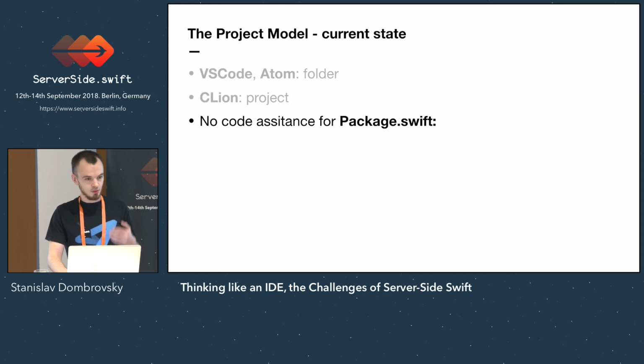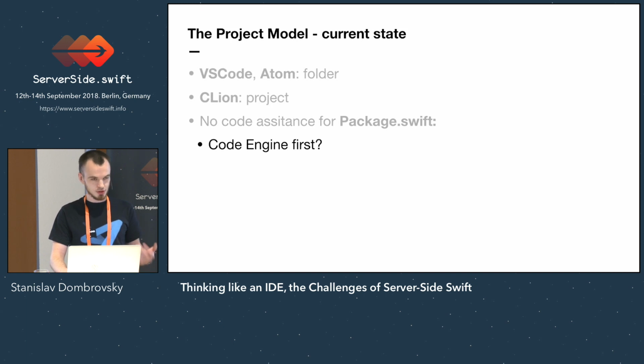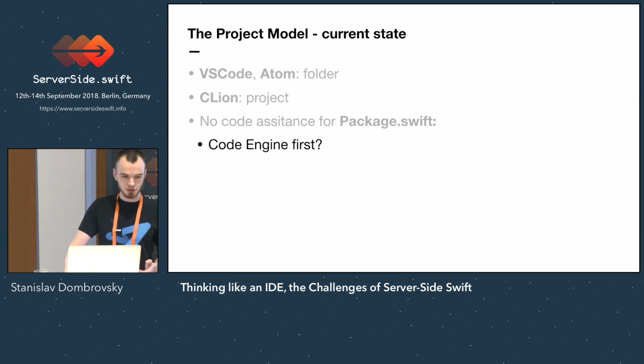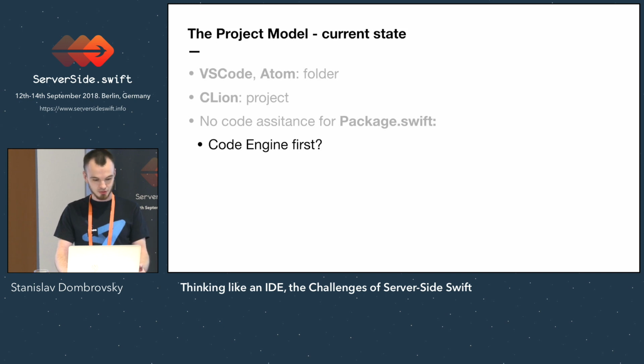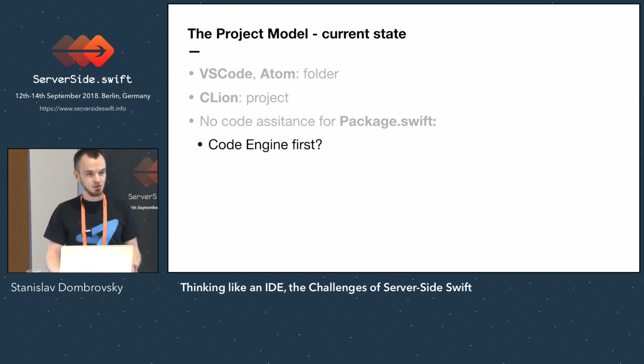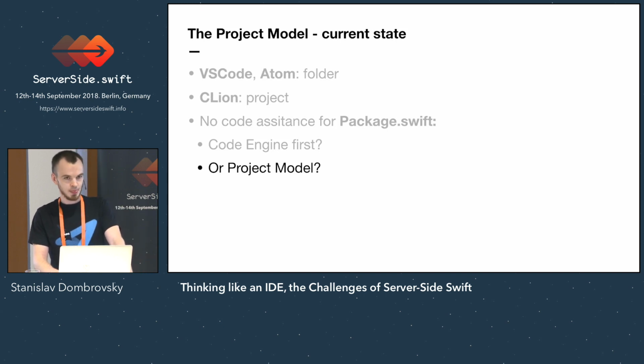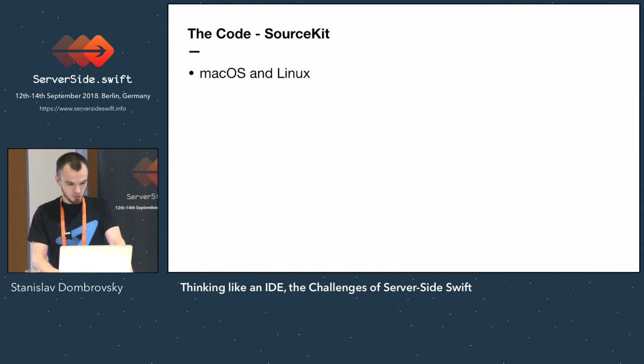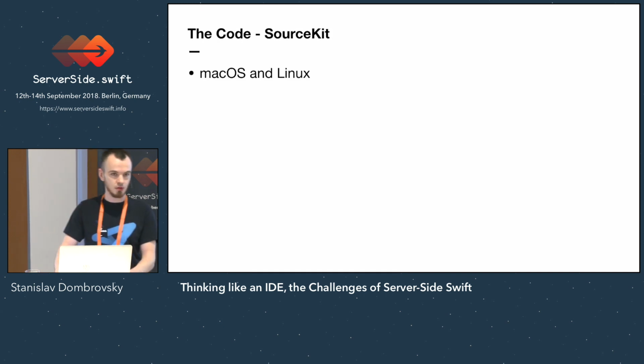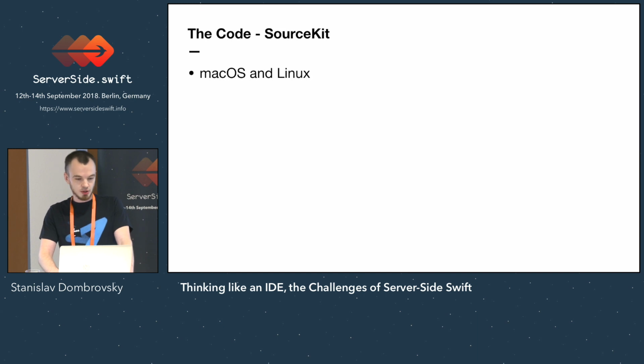To work with our project model as with code, we need a code engine first to resolve all the different entities inside our code and have code completion and navigation, for example. And as we are using SourceKit, we also need the project model we are trying to build for SourceKit to work. So we need a project model to build a project model, and that sounds like a problem. That's not a problem indeed, but to understand why, we need to first talk about the code. And for the code, we decided to use SourceKit, which is available on macOS and Linux, which is great.